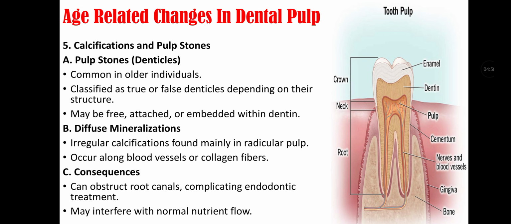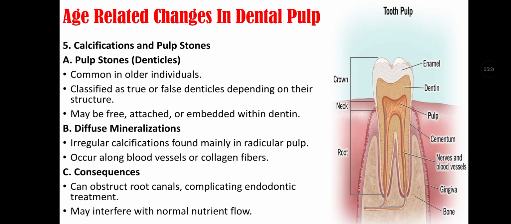The next age-related change in dental pulp is calcification and pulp stones. Pulp stones are also called denticles. They are common in older individuals. They are classified as true or false denticles depending on their structure. They may be free, attached, or embedded within the dentine. Second is diffuse mineralization. It is irregular calcification formed mainly in the radicular pulp. It occurs along blood vessels or collagen fibers.